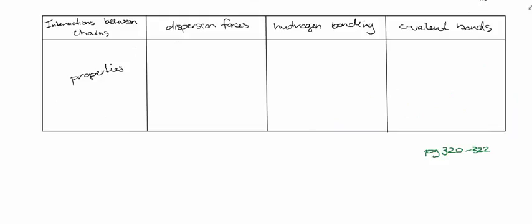As you complete your reading of pages 320 to 322, I'd like you to summarise the properties that result from each of these different types of interactions between chains in a table with similar structure to this.